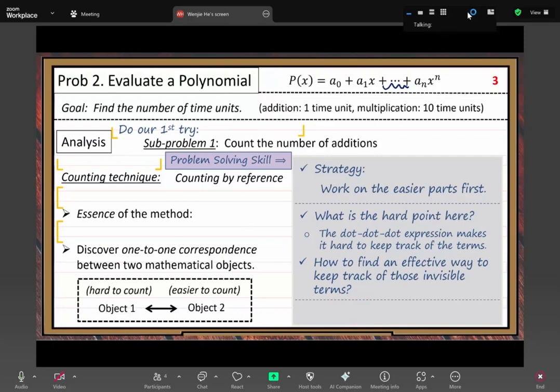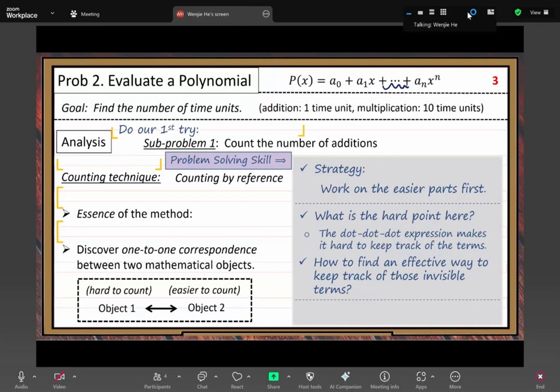Can we just count the number of objects of type object 2? After we get the answer, can we use that same number as the number of objects of object 1? Because of the one-to-one correspondence, they should have the same number of objects, right? That's the idea of this method, counting by reference. We use object 2 as the reference object for object 1.